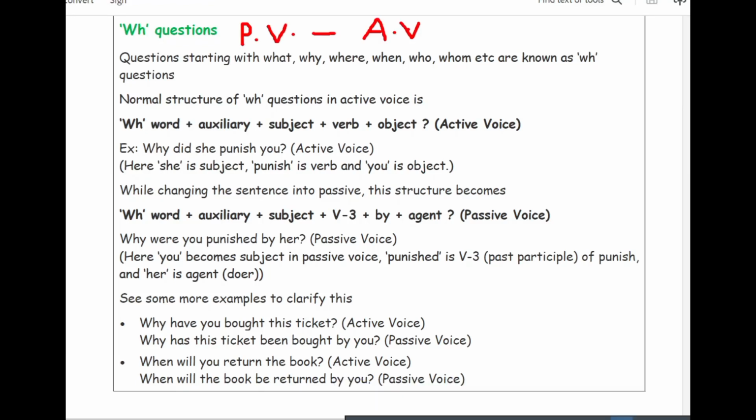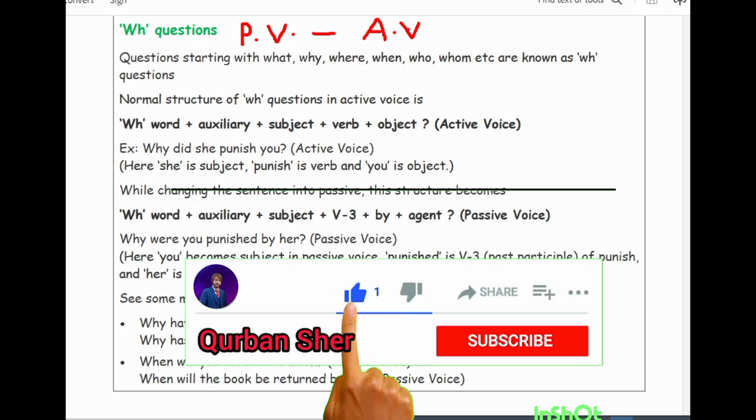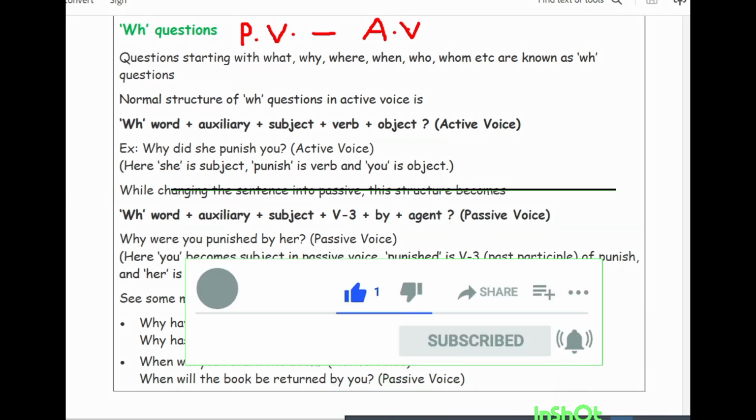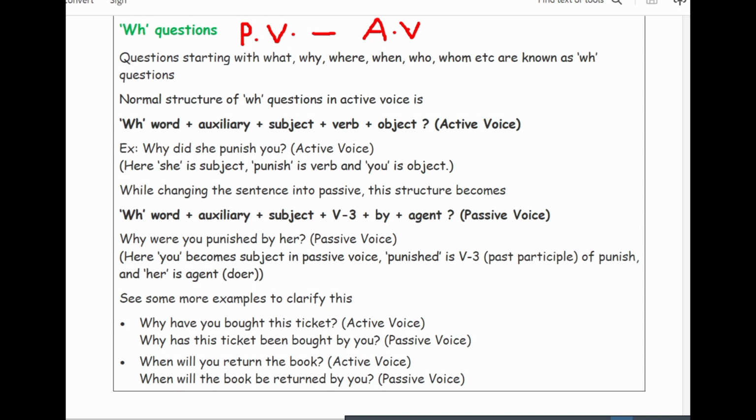Hello, dear students. Today we are going to discuss passive and active voices of interrogative sentences using WH questions. As you know, WH questions use WH words. WH words are the words that are used before making questions, and when we make a question, that is an interrogative sentence.